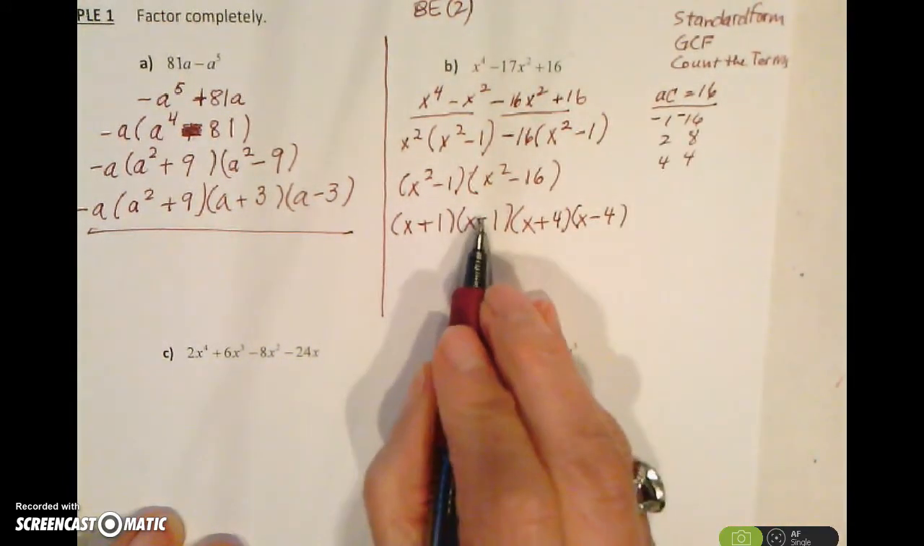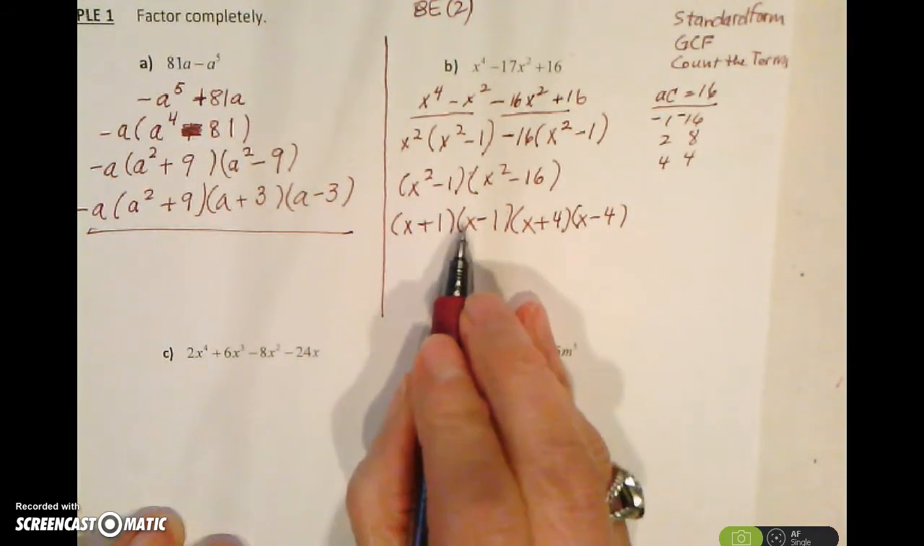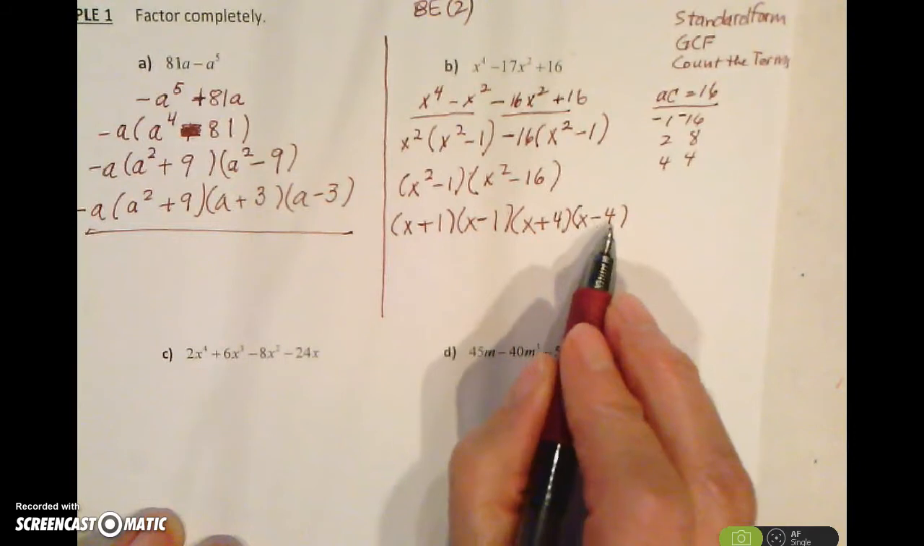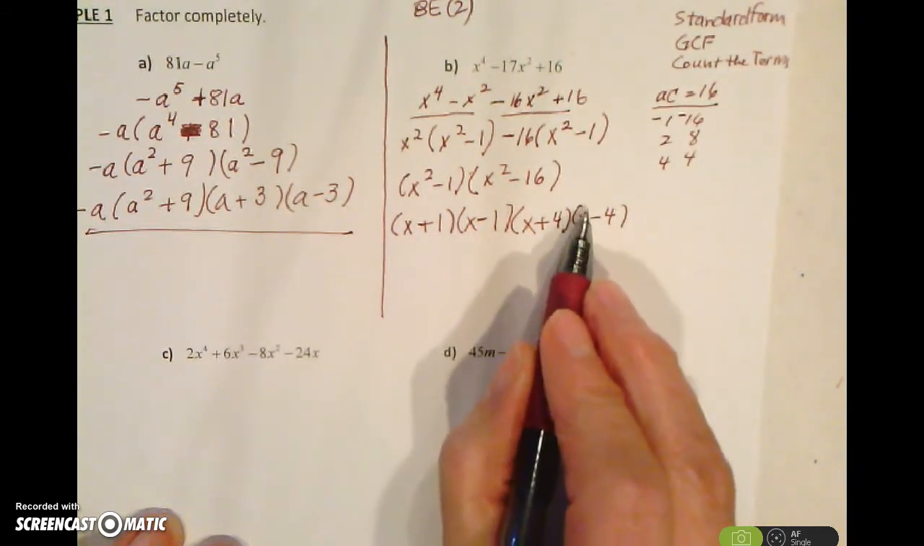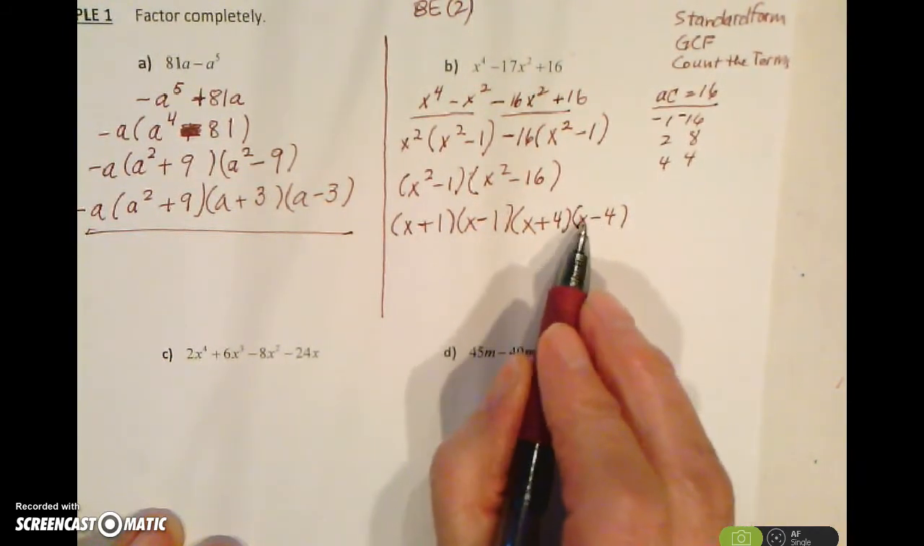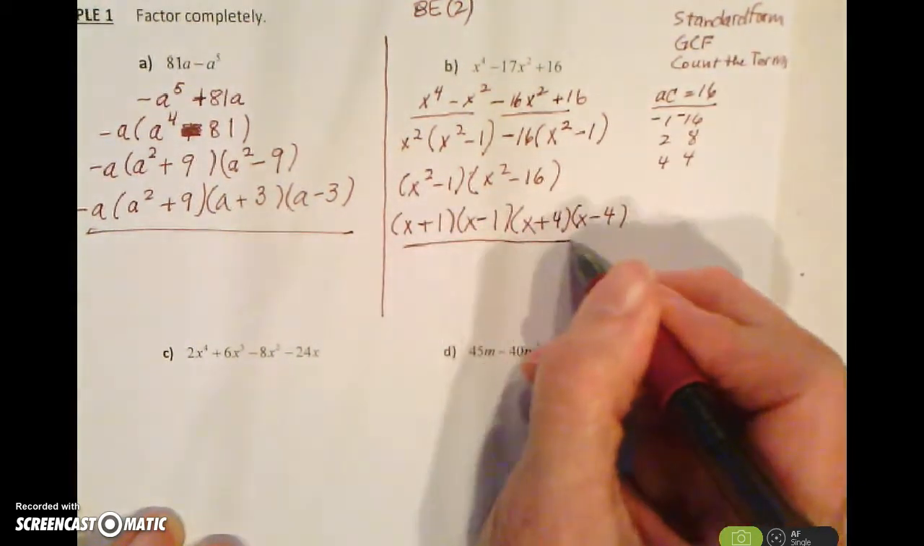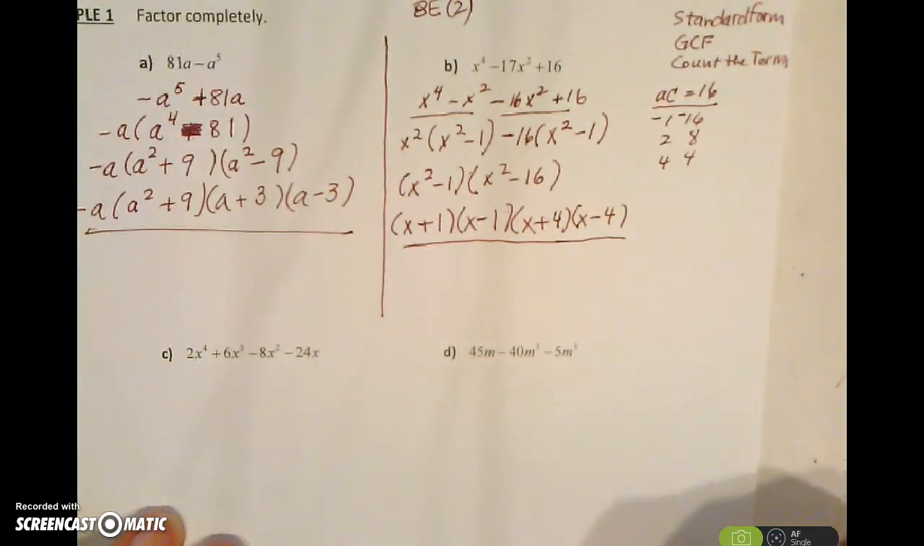Again, look, you see we still have some differences, but is this a square? No, it is not, so I stop. Same thing here. Here's a difference. 4 is a square, but x is not a square, so this is not the difference of squares because of that. And this is my answer.